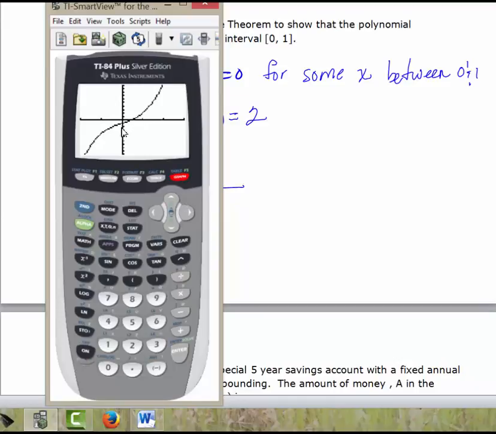So we can see here that the graph does cross the x-axis between when x equals 0 and when x equals 1. And again, the theorem tells us that this value exists, but it doesn't tell us what the actual value is.